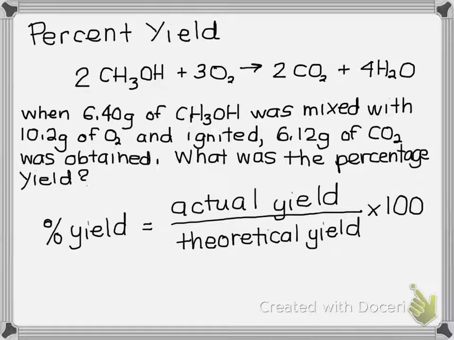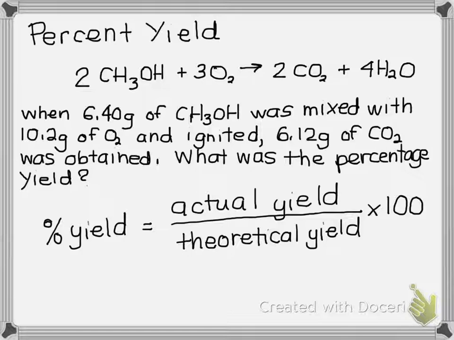So let's take a look at this problem and see how we can approach it. So there's a balanced chemical equation, which is required for stoichiometry calculations. And it says when 6.40 grams of methanol was mixed with 10.2 grams of oxygen and ignited, 6.12 grams of CO2 was obtained. What is the percentage yield?